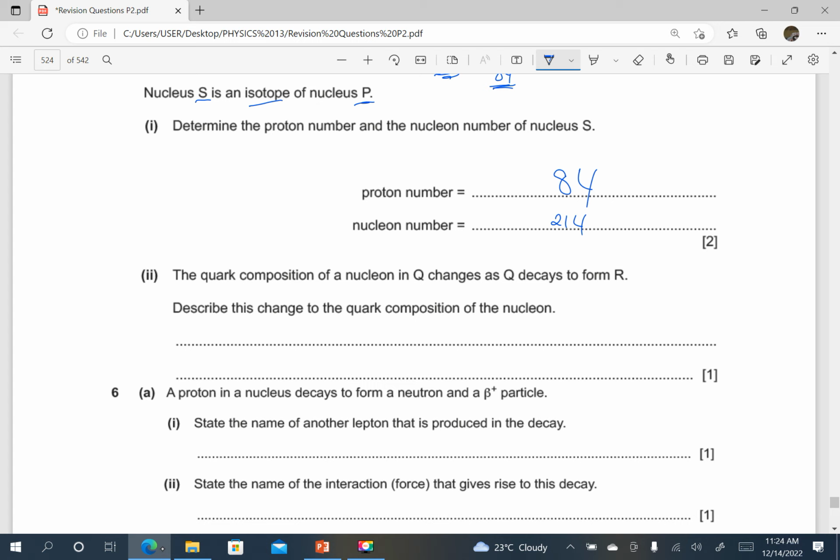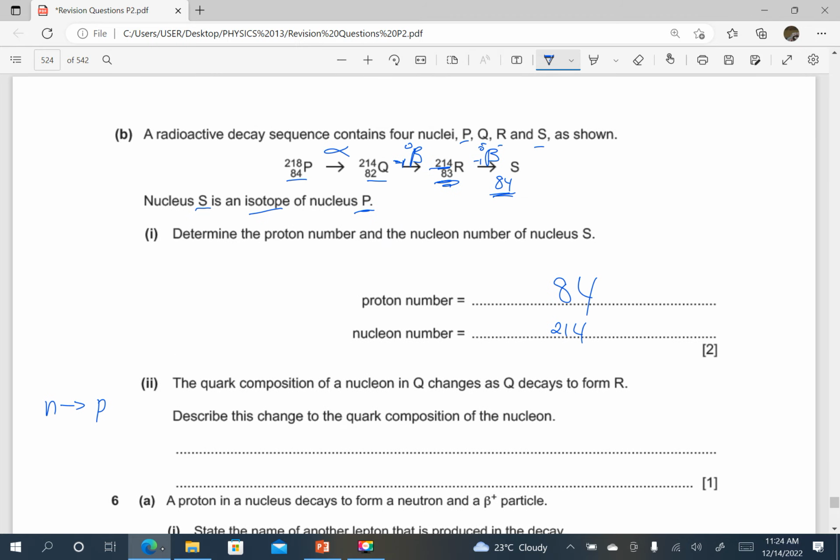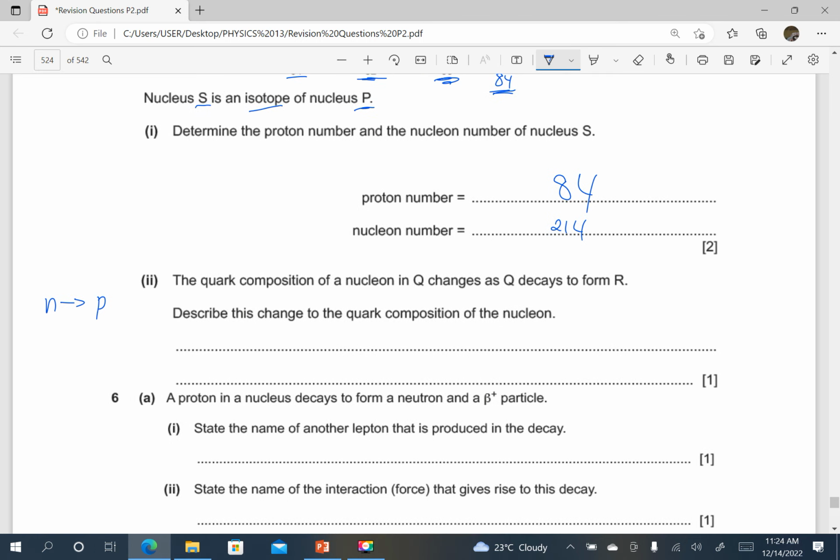Describe the change in the quark composition of the nucleon. So since a neutron is changing to a proton, we are moving from 82 protons to 83, so we are gaining a proton, so a neutron must be lost. A neutron has been changed into a proton, and the neutron, remember, has quarks up, down, down. Yet a proton has quarks up, up, down. So they want us to describe the change in the quark composition of the nucleon.